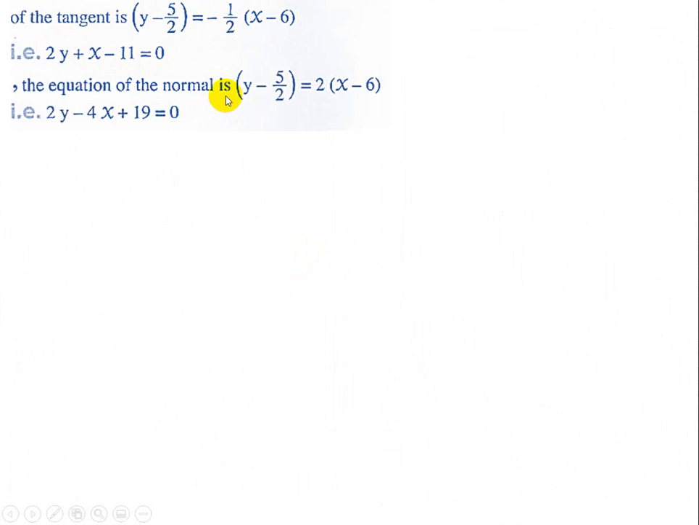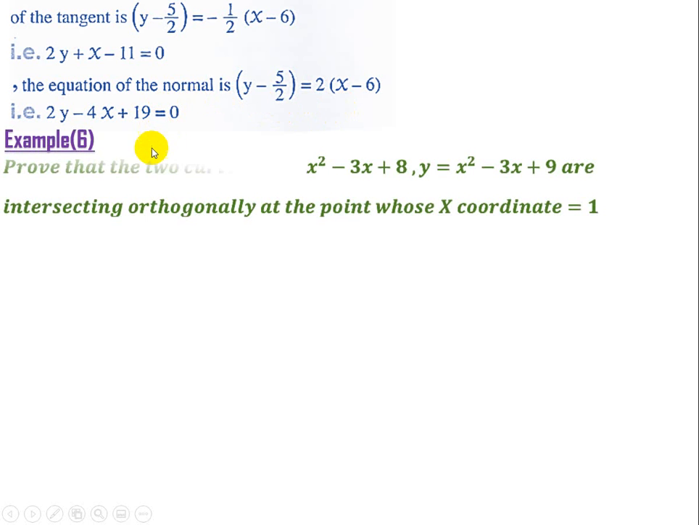And the equation of the normal, y minus 5 over 2 equals 2 times (x minus 6), which means 2y minus 4x plus 19 equals 0. Exercise number 6.